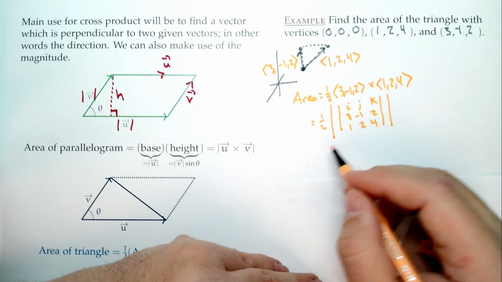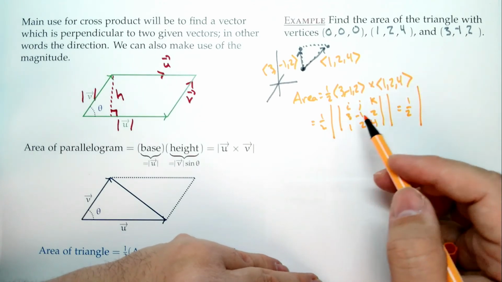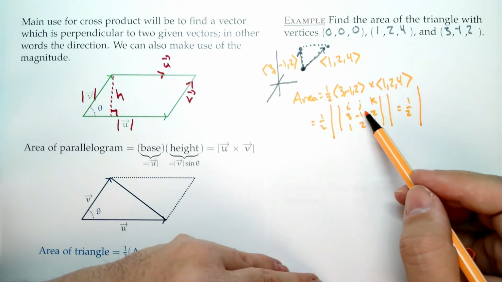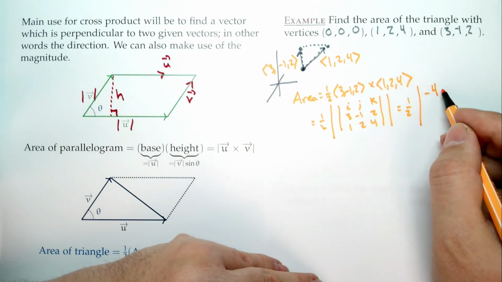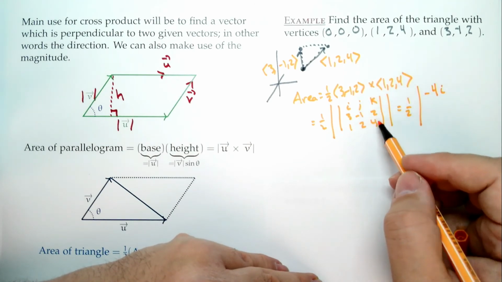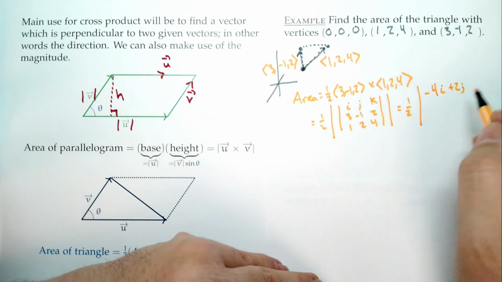So that's 1/2 of the magnitude of the cross product: i, j, k, 3, negative 1, 2, 1, 2, 4. Let's start working on this cross product. I have i: minus 1 times 4, so minus 4i. j: 2 times 1, 2j. k: 3 times 2, 6k.